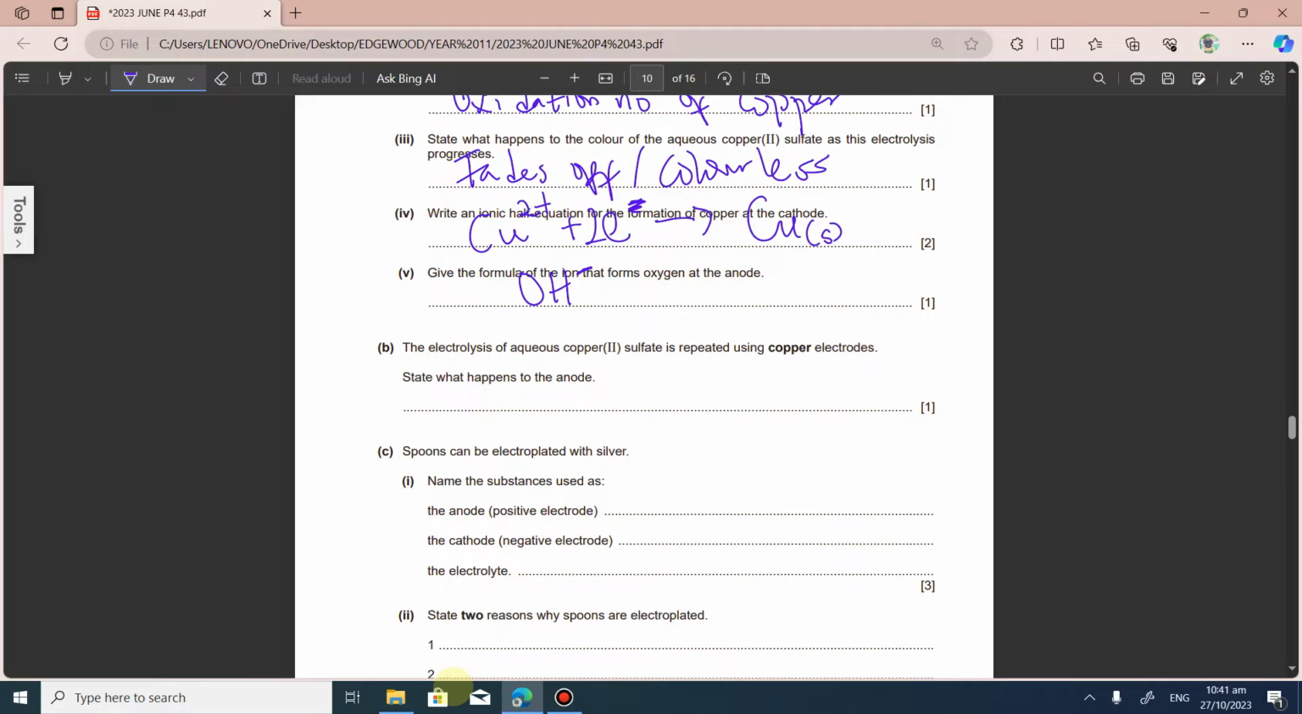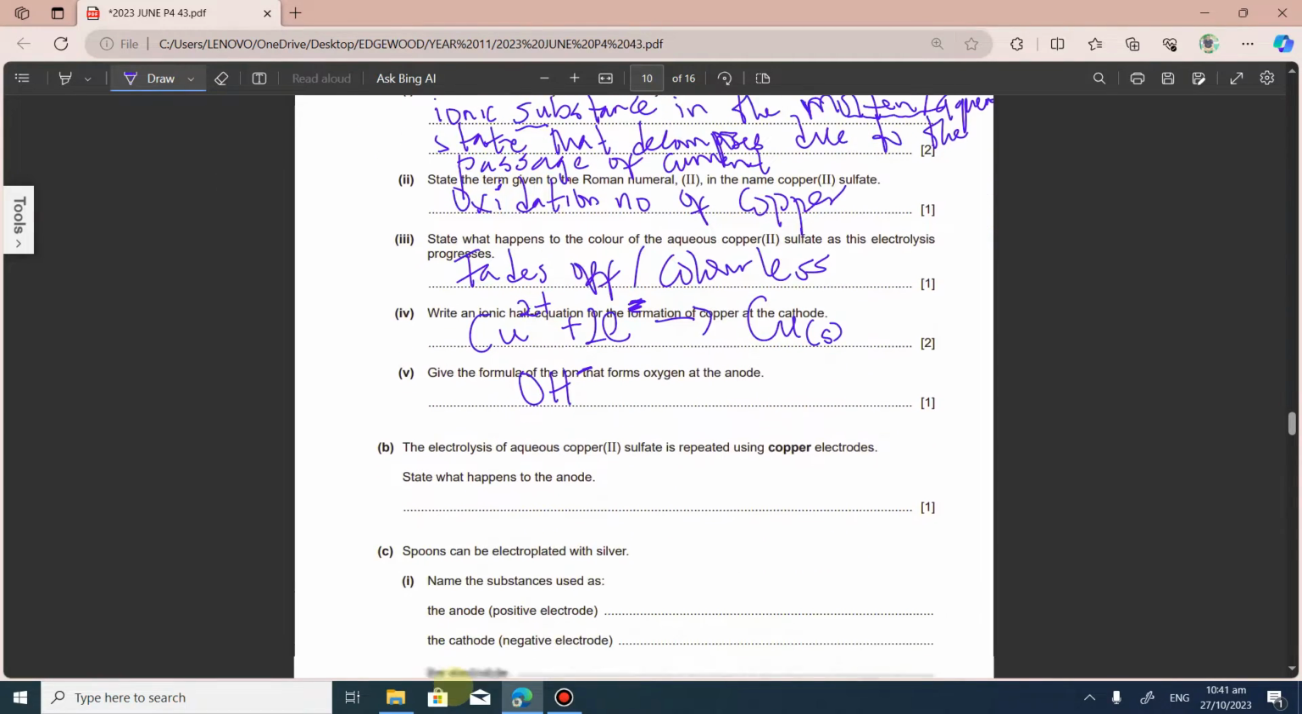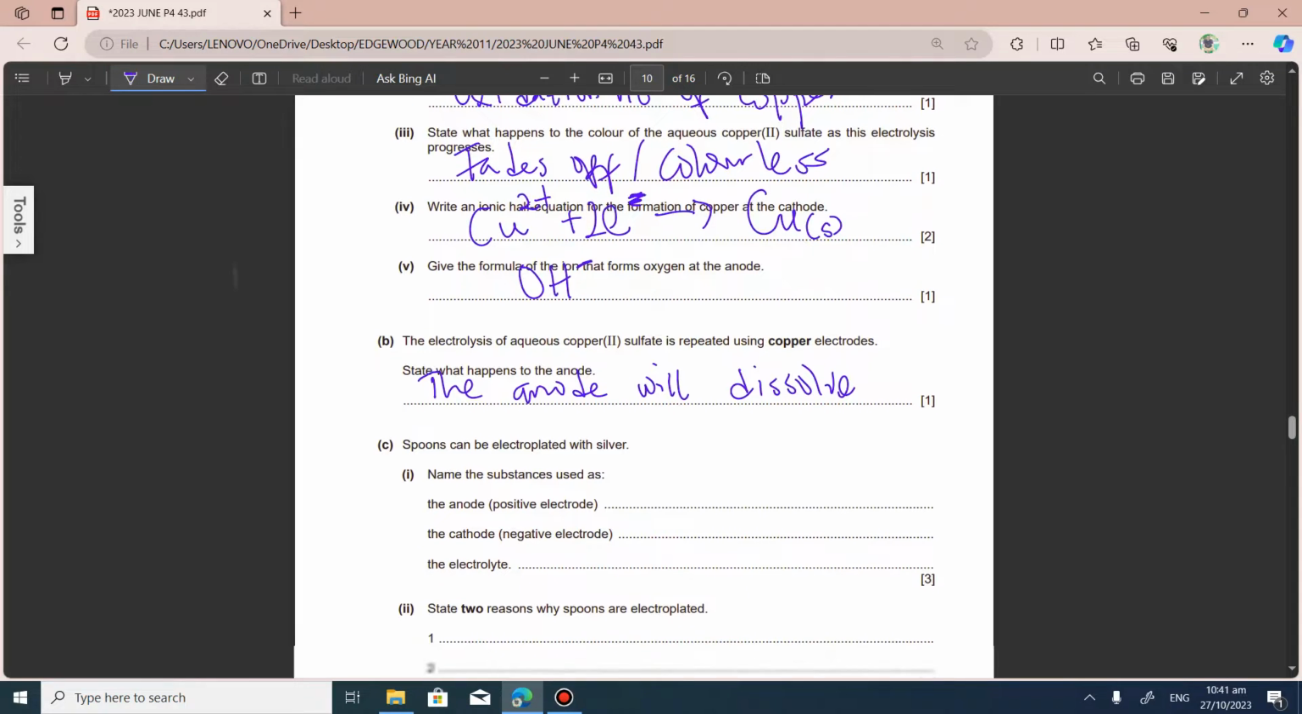The electrolysis of copper(II) sulfate is repeated using copper electrodes. State what happens to the anode. Now, when you use a copper electrode instead of an inert electrode, what will happen is that the anode, which is made of copper, will dissolve. So the anode will dissolve in the solution because the electrolyte is copper sulfate. That is what will happen.